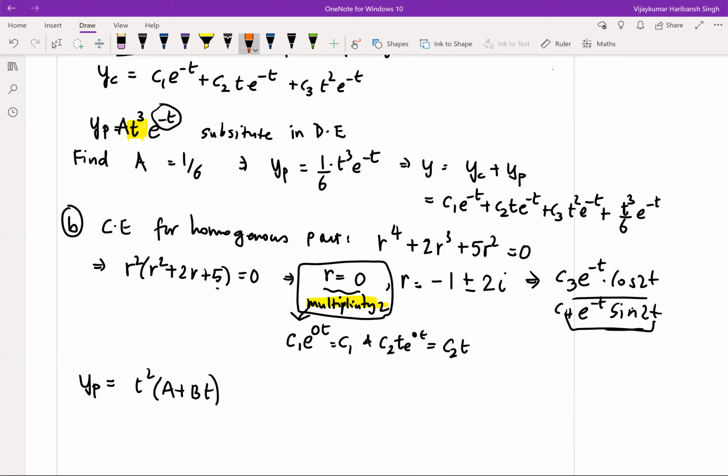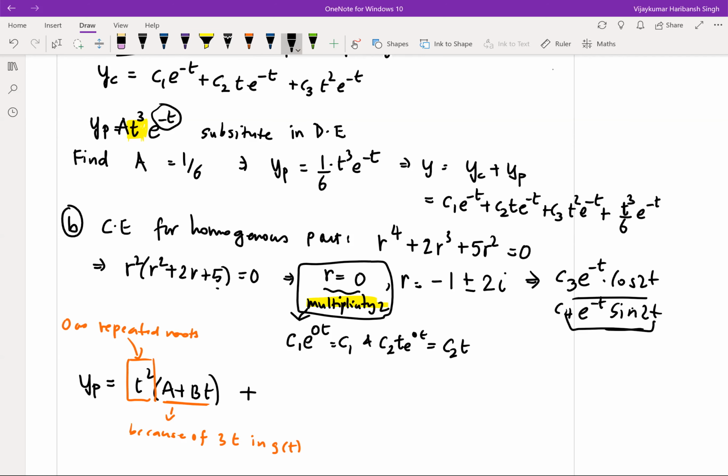This came because of 3t in g(t), as a sum. This came because of repetition of roots: 0 as a repeated root, twice repeated. So that is why we get that part.